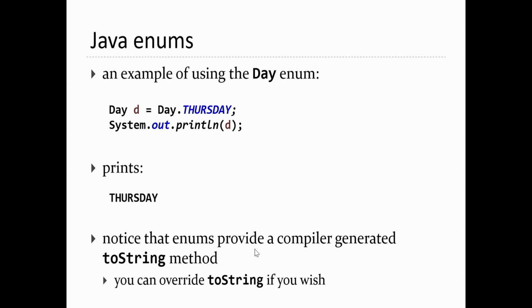So enums provide a compiler-generated toString, and you can replace that version of toString if you want to. If you wanted to print out capital THU instead, you can do so. You can just replace the implementation of toString to produce your own customized string if you wanted to.